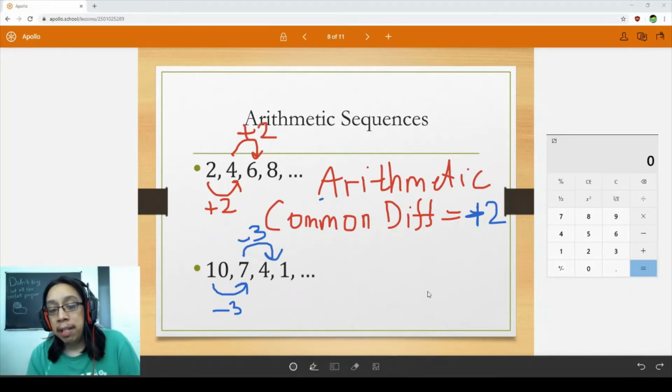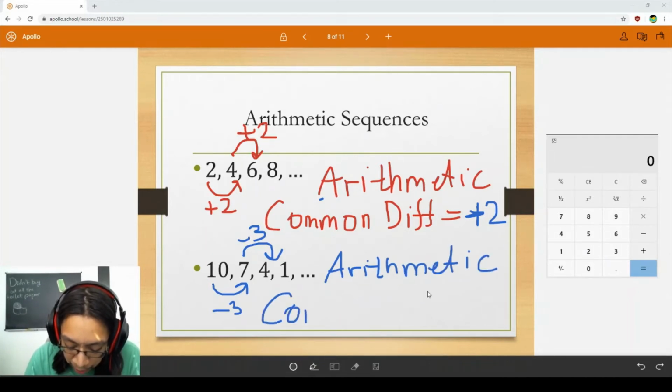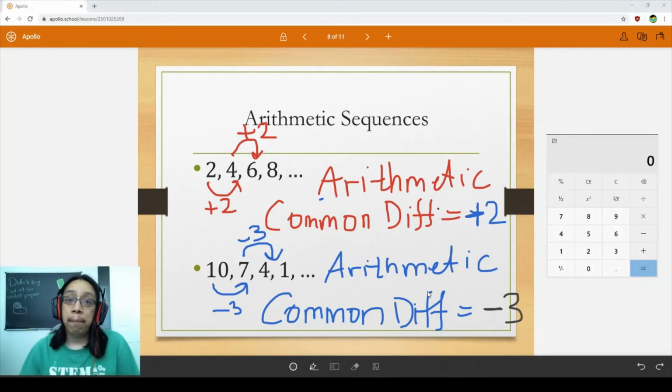So basically, because of those two situations, we can say that this is arithmetic, and we can also say that the common difference is going to be minus 3, because we are always subtracting by 3 each time. So that's the key idea with arithmetic sequences. You're either going to be always adding by the same number, or you're always going to be subtracting by the same number. And it's important to always look for that common difference first. It's probably going to make your life a little bit easier.